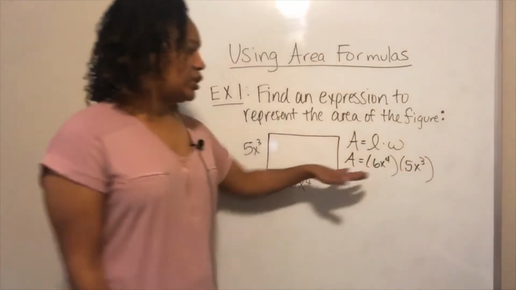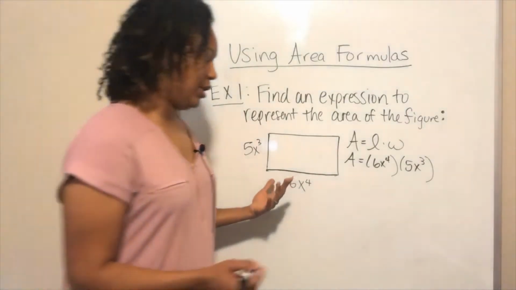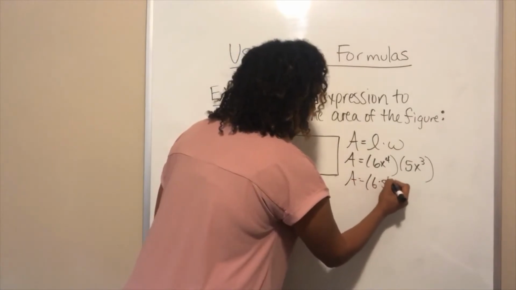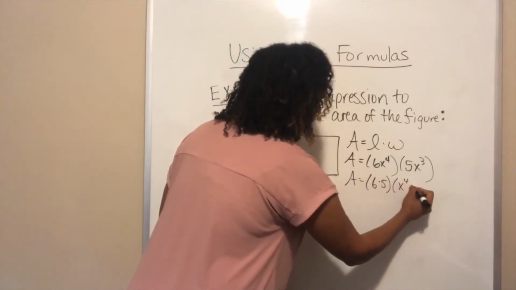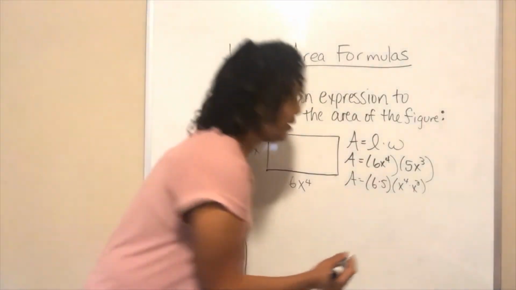And so what we need to do is simplify this to come up with a single expression to represent this area. So we will multiply the 6 and the 5, and then we will put the x's together, x to the 4th times x to the 3rd. 6 times 5 is 30.